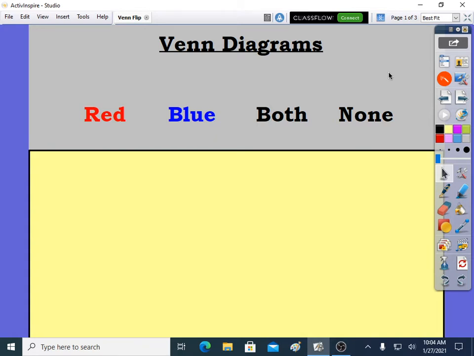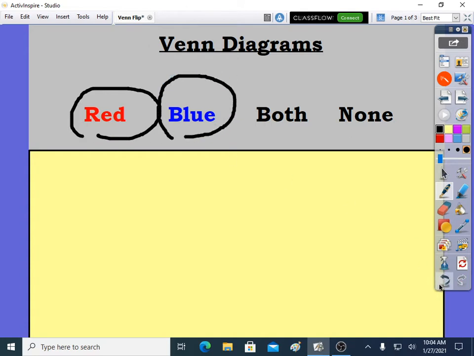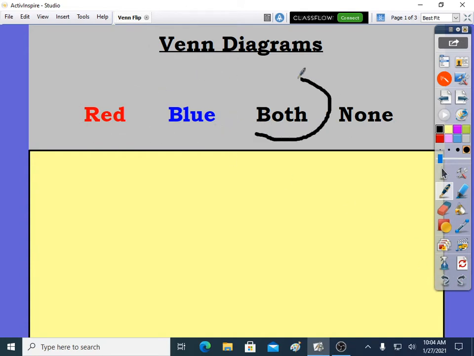So let's start off with thinking of a vote. You've got to choose your favourite colour out of red and blue. If you want, you could choose both if you like them the same. Or if you really don't like red and you really don't like blue, you could choose none. Okay? So you make a choice. Do you pick red? Do you pick blue? Do you like both? Or do you like neither?